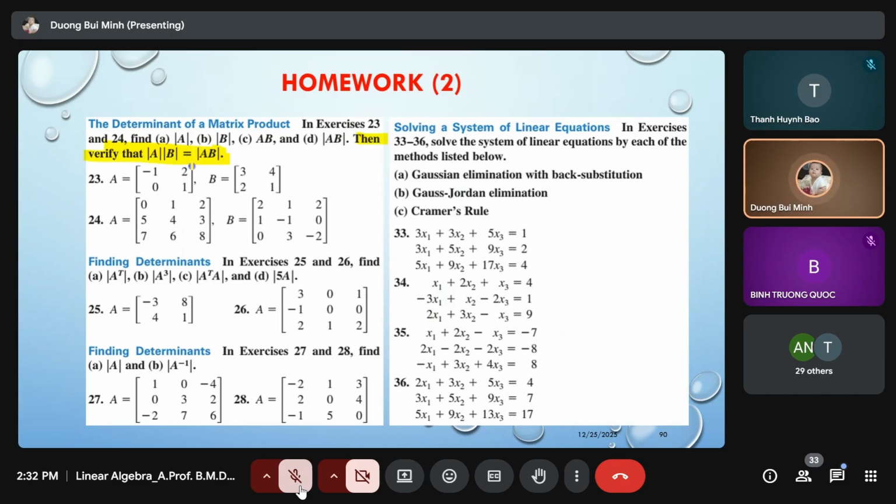Verify that the determinant of A times the determinant of B, this is not absolute value, equals the determinant of A times B. Verify these: determinant of the transpose of A, determinant of A to the power of 3, and so on. Then Cramer's rule. Solve linear equations: the system of linear equations by each of the methods listed below, elimination with back substitution, Gauss-Jordan elimination, and so on.